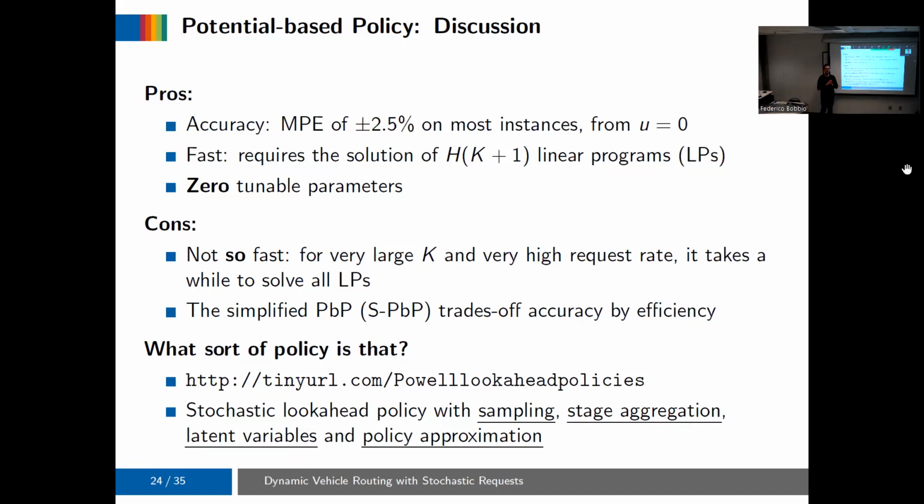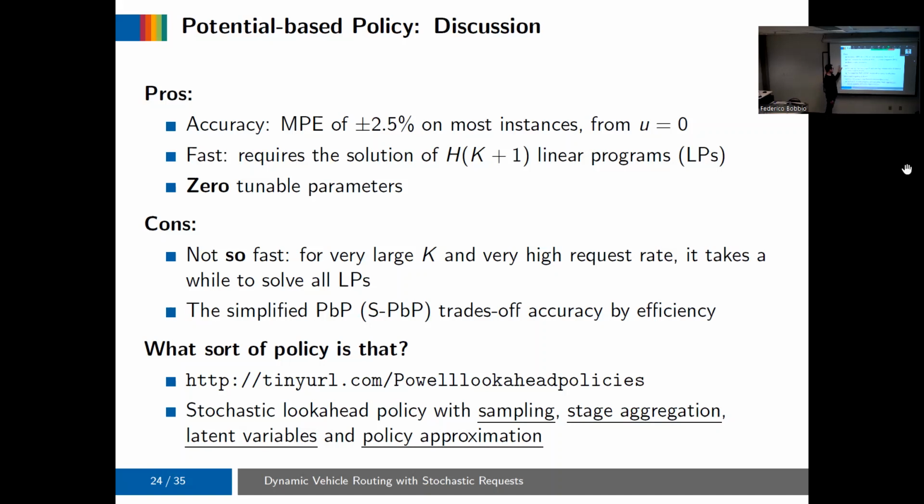So you just have a set of planned routes. You can already anticipate, you can already estimate with a precision of around 2.5% the number of requests that you are going to accept in your instance. And these are highly dynamic instances with 95% degree of dynamism. So it's pretty fast. You just need to solve a certain number of linear programs. And you have no tunable parameter. There's nothing to learn here, right? You just set your value of H and you're good to go.